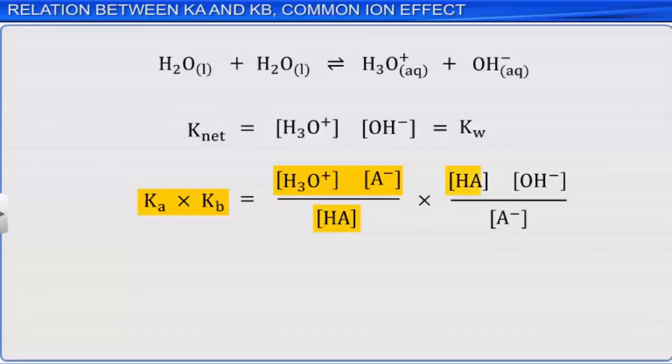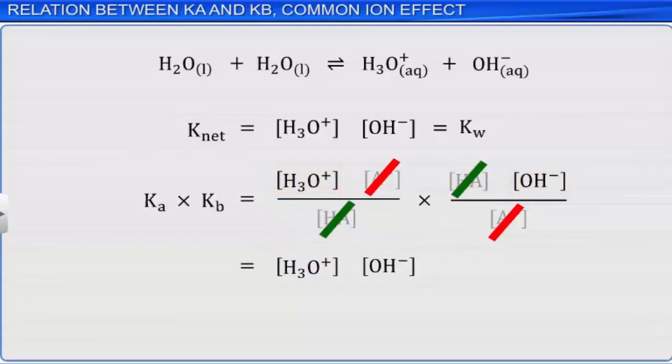On cancelling the common terms, you get the product of the concentrations of H3O+ and OH-. This, as you know, is equal to Kw, the ionic product of water. Hence, it can be concluded that the product of Ka and Kb is equal to the ionic product of water.